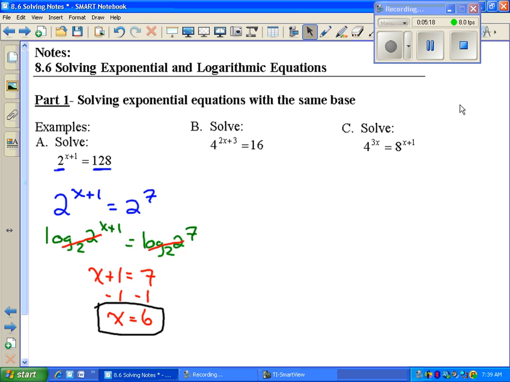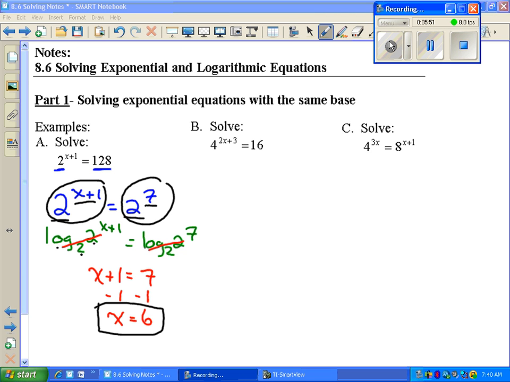Can you think about it the other way? Sure. If the bases are the same, the exponents have to be the same. Why? Because I can go ahead and cancel out the bases and say log base 2 of 2. I can take this entire thing and stick it into the log, and take this entire thing and stick it into the log. Since the bases are the same, the log and the exponent cancel out.